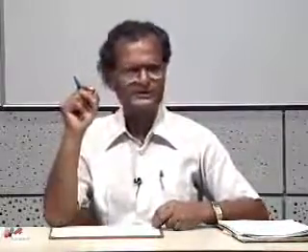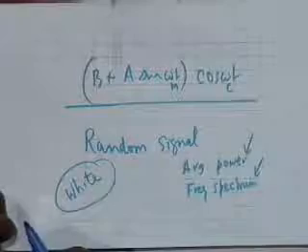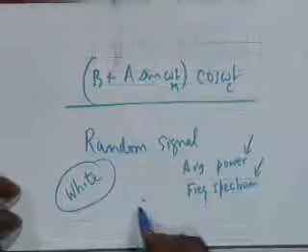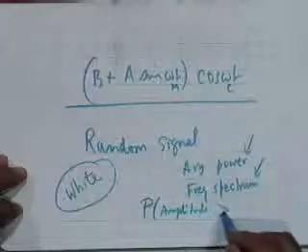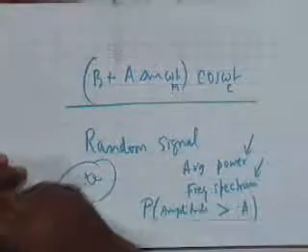So, for a random signal, instantaneous values cannot be determined, cannot be predicted, and they are not important either. We cannot characterize a signal in terms of its instantaneous value. What we characterize is in terms of average power, frequency spectrum, or even a statistical measure like probability. Probability that its amplitude exceeds a certain value. We can put a line at the value, let's say capital A, and we can measure the probability that the amplitude is greater than A, or lies within a certain range, let us say A to B.